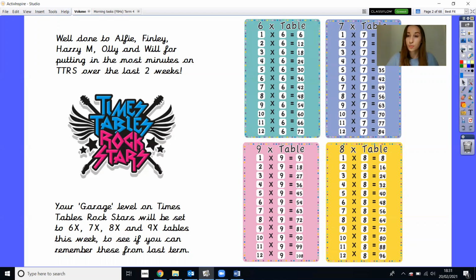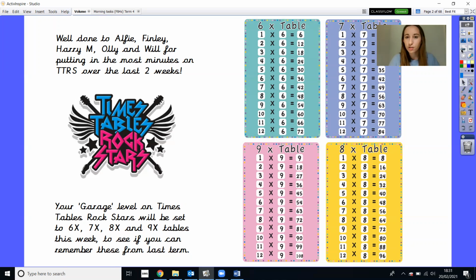First of all, I wanted to just briefly talk to you about your times tables. Remember, that's something we want to keep practicing, keep it fresh in our minds. So well done to these people over the last 2 weeks. They put the most minutes in on Times Table Rockstars. That's Alfie, Finley, Harry, Meredith, Ollie and Will. Well done you, you're our top 5.